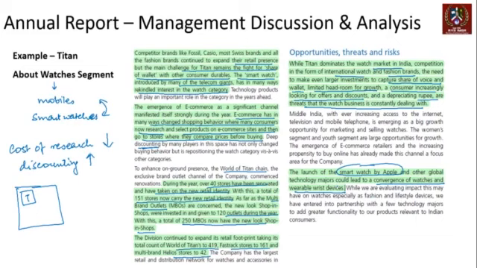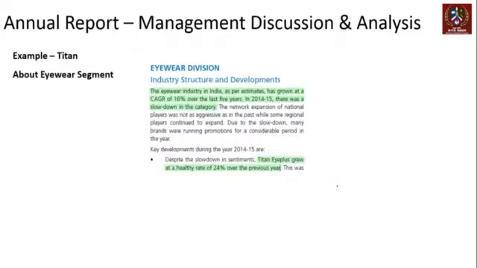So it does not give definitive comments about what Titan is doing about it, because that would possibly be sensitive information. They don't want to divulge all of that, but at least this gives a fair idea about how you go about looking at the industry of watches if you were to evaluate a company in the watches segment, right?